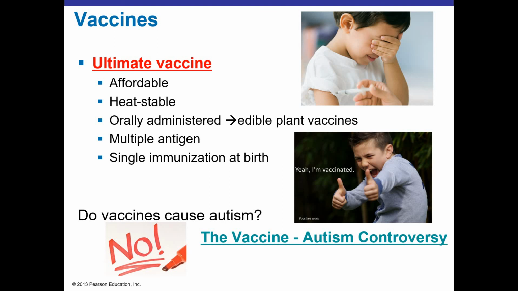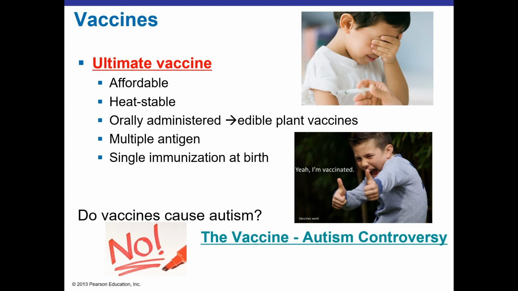Ultimately, we would like to have a vaccine that is affordable and heat stable. You have to think about vaccinating the world, getting to villages in places like sub-Saharan Africa. You can't get refrigeration to those areas. And so this also means that we don't want to have things that have to be injected, so orally administered. In the first place, nobody likes to get a shot, so some of these edible plant vaccines have been of interest. Ideally, a multiple antigen.